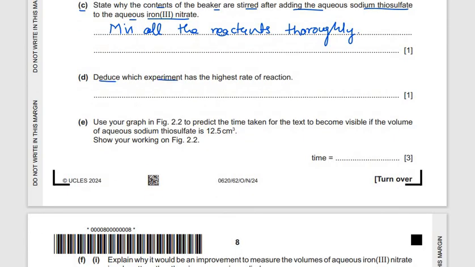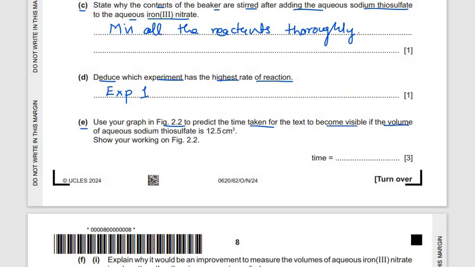Now deduce which experiment has the highest rate of reaction. The rate is highest only when the time taken is very less, and in the first experiment itself we had seen that the time taken was the least. So experiment 1 has the highest rate as the time taken to complete the reaction, or to see the text, was least.